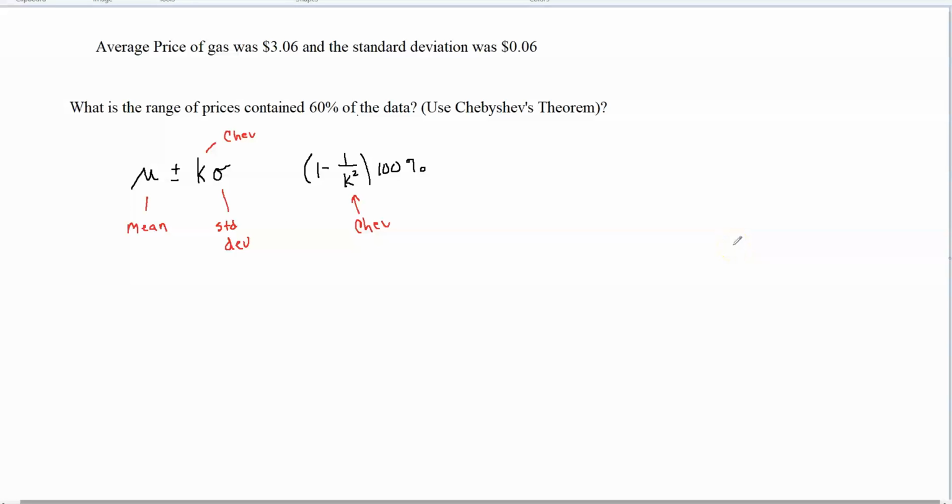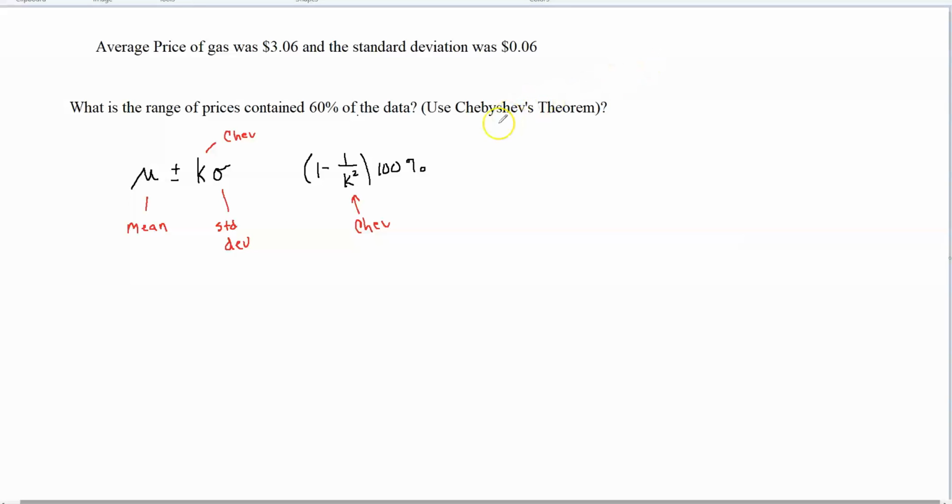Okay, so I have a problem here, and the average price of gas is $3.06. The standard deviation is 6 cents. And they want to know what price range contains 60% of the data, and we're supposed to use Chebyshev theorem.